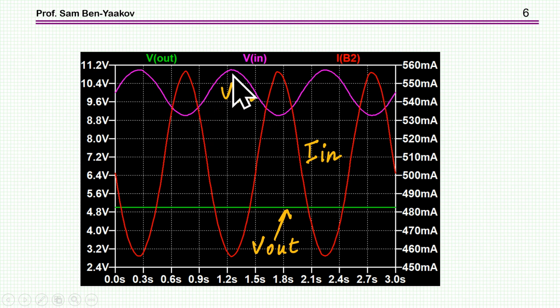As the voltage goes up, the current will go down if it is a constant power load, because if the power of the load is constant and the input voltage goes up, then the current should go down. So the product of these two is the power that is delivered, given the efficiency, of course, which I'm not considering here. I'm also showing the output voltage, which is 5 volts.